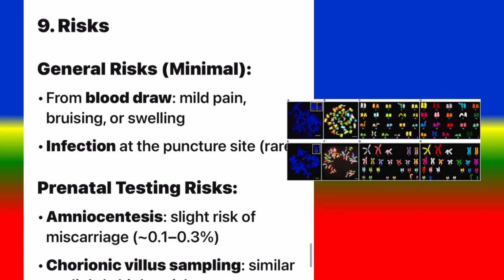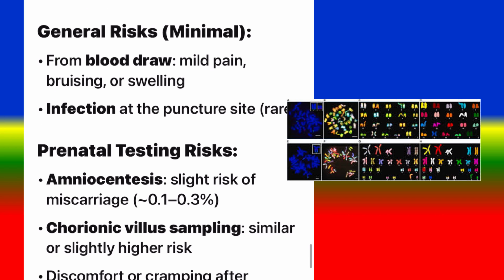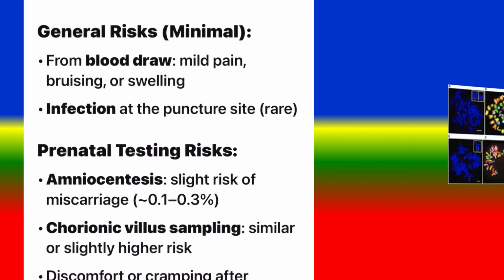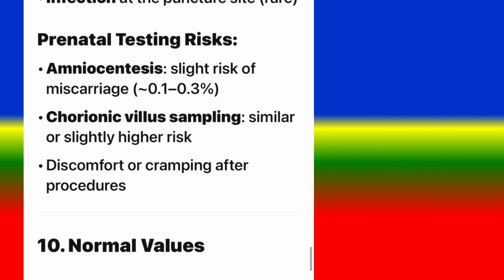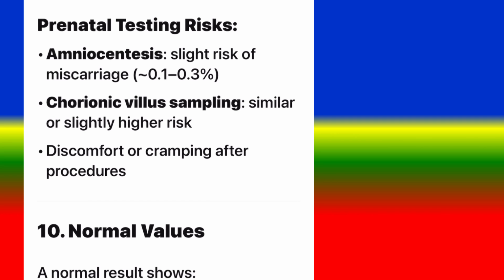9. Risks. Minimal from blood draw: mild pain, bruising, or swelling. Infection at the puncture site, rare. Prenatal testing, amniocentesis: slight risk of miscarriage, 0.1 to 0.3%. Chorionic villus sampling: similar or slightly higher risk, discomfort or cramping after procedures.